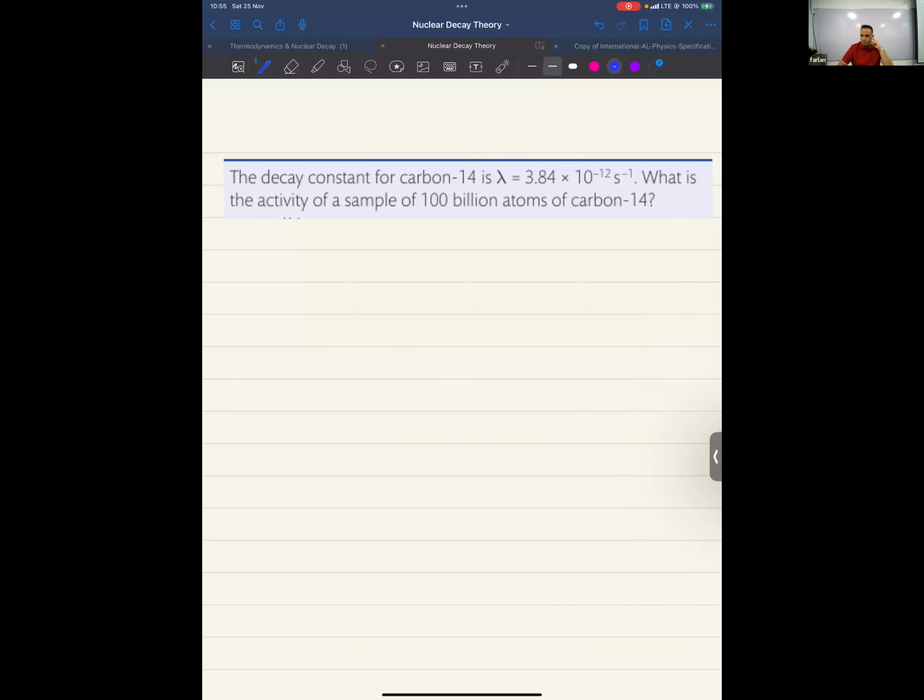$100 billion atoms of carbon 14. So to find the activity, A equals lambda N. The lambda is 3.84 into 10 to the power minus 12, into the N is 100 billion, which is 100 into 10 to the power 9. That will be how much?